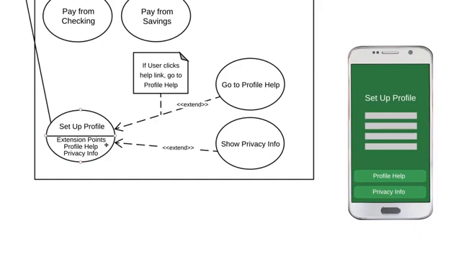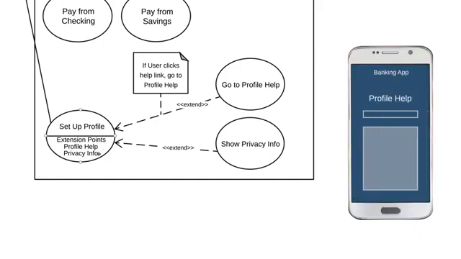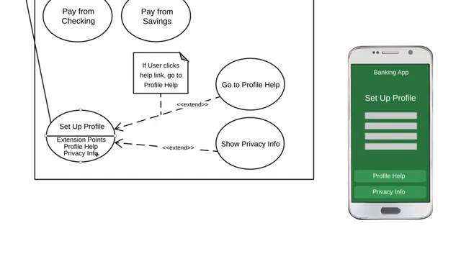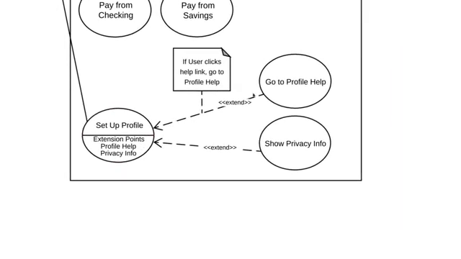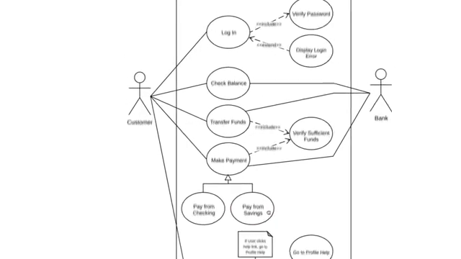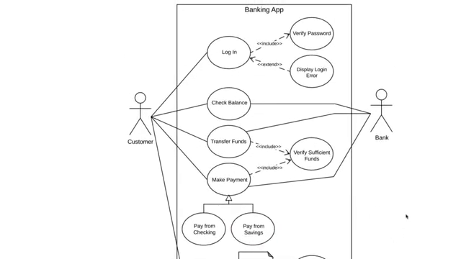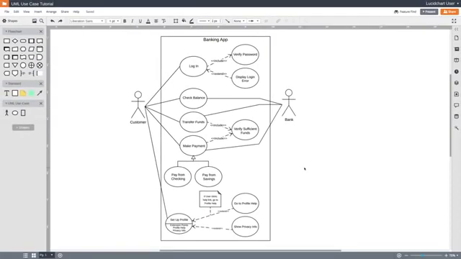If a customer is confused, they can go to Profile Help. And if they want details regarding their private information, they can go to Privacy Info. Those extension points branch off to extended use cases. Go to Profile Help and show Privacy Info. We can even add a note to show what sort of conditions would lead to these extension points. Now we have a complete use case diagram with various elements that help explain what our banking app does.